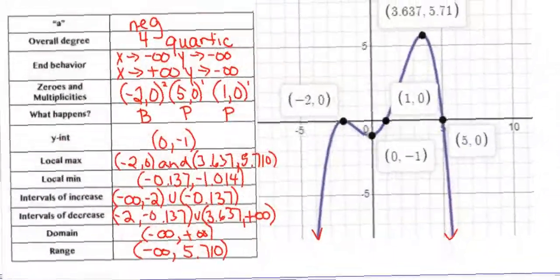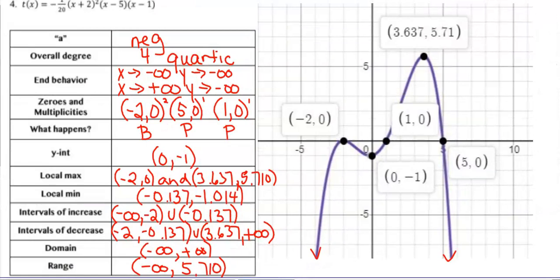Okay, so this is number 4. So this is the last one. And let me move this back up. There we go. I just went ahead and filled everything in. There are 2 local maximums and 1 local minimum. You've got your 3 zeros right here. And I went ahead and I put the exponents there too.